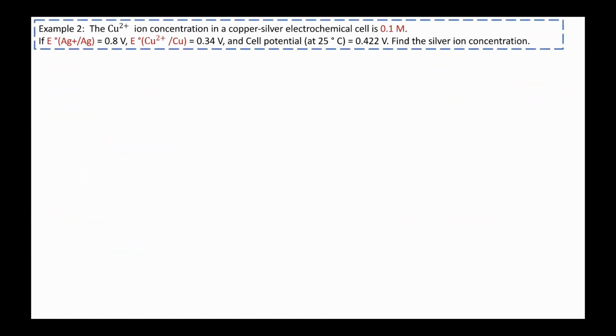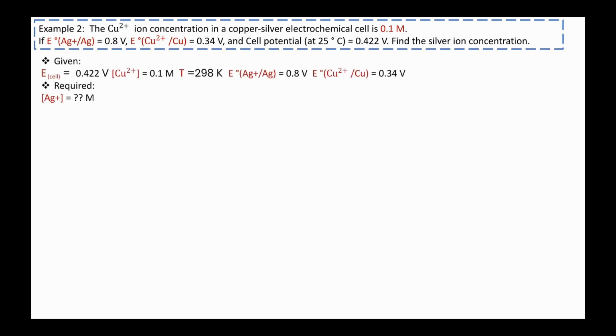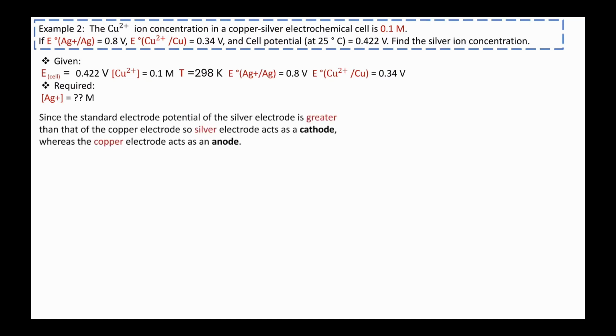In example 2, we have here a copper-silver electrochemical cell. We want to find the concentration for silver, and we already have the concentration for copper. So first we write the given: E cell, the concentration of copper, standard temperature, E naught for silver and E naught for copper. And we want to find the concentration of silver.